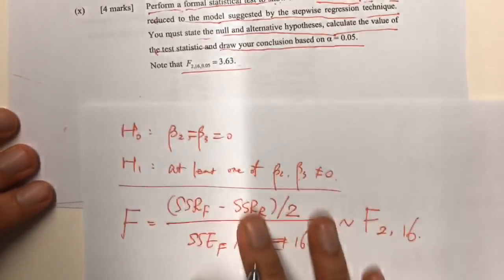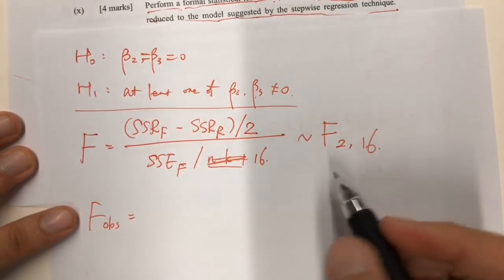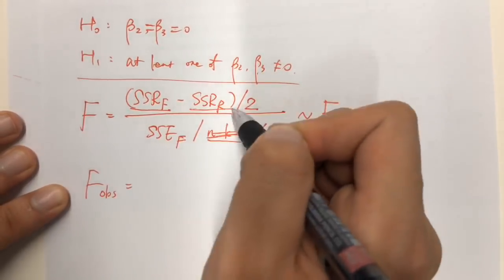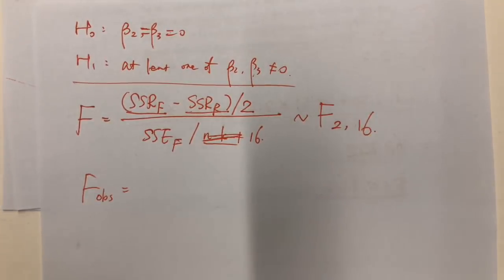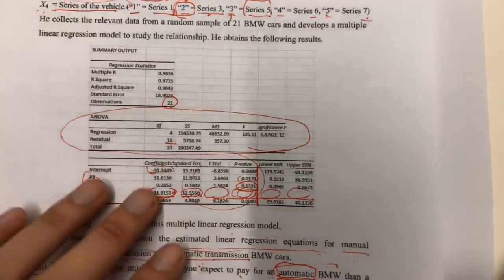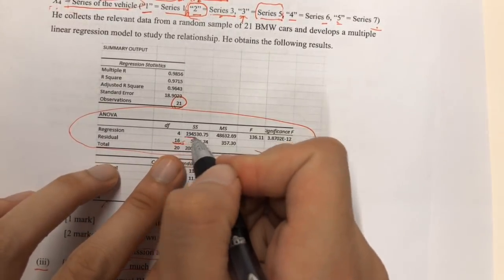Therefore, the observed F can be calculated by finding the SSR of the full model and the SSR of the reduced model. So where can we find all those values? Let's look at the SSR of the full model. It should be in this table, right? So what is the SSR of the full model?